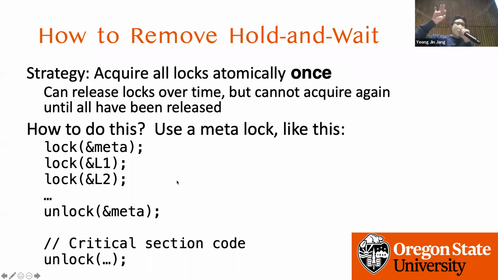by having a meta lock. So whenever we would like to acquire multiple locks at the same time, it'll be better to have one meta lock, and only after passing the meta lock can all the locks be acquired at the same time. And then all the locks will be released at the same time. If that is preserved, then you can remove the deadlock situation.